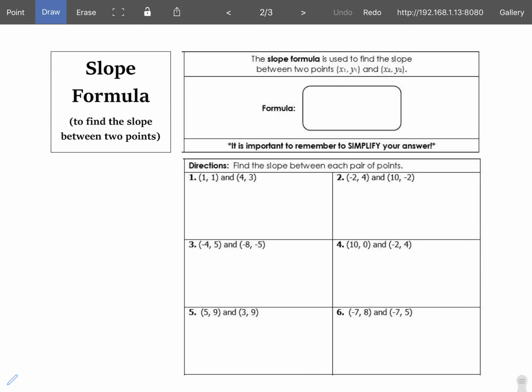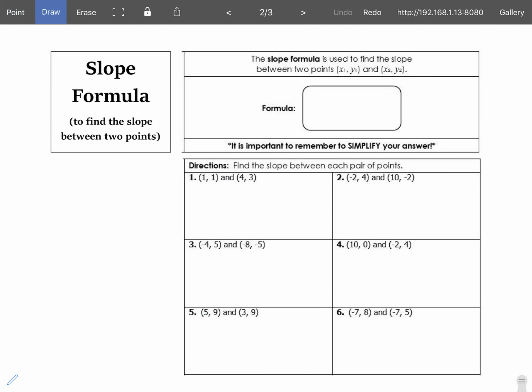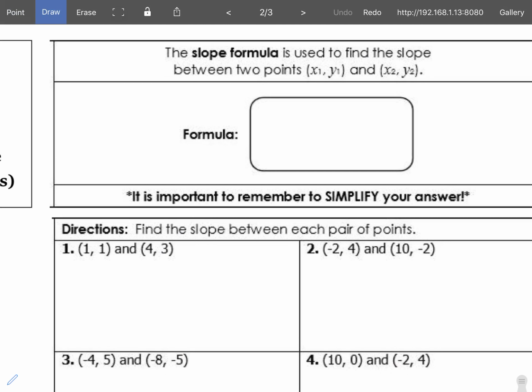Notice here, we don't have a graph. Here we did. Here we don't. So this is the formula. It says the slope formula is used to find the slope between 2 points, and then it gives 2 points, and it has that little 1 at the bottom. So watch this. y2 minus y1 over x2 minus x1. Don't be afraid of those little 1s at the bottom and 2s at the bottom.